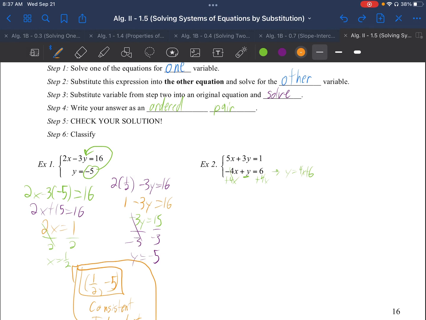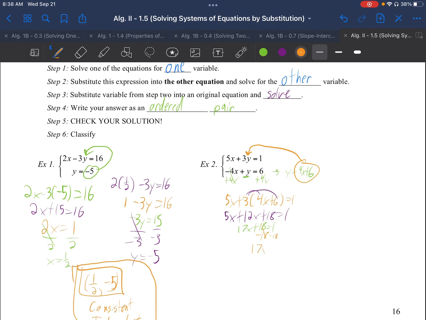So we're on to step 2 since we solved for a variable. We got y by itself. So now I'm going to take this y equals 4x plus 6. The 4x plus 6 is going to go where y is. And we're going to get 5x plus 3 times the quantity of 4x plus 6 equals 1. Distribute the 3 and get 12x plus 18. Combine like terms to get 17x plus 18 equals 1.